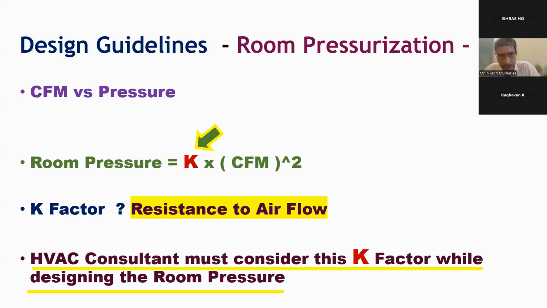Now, this design CFM that is required is not the effective CFM in the surgery room. Why? You see, this is the formula: K into CFM squared. It means with more CFM, the room total pressure will increase. But what is the K factor? It is called resistance to air. In these types of surgery rooms, where a lot of gadgets are there, this effective CFM will be less. So, for designing a CVT room, consultants should consider this K factor.